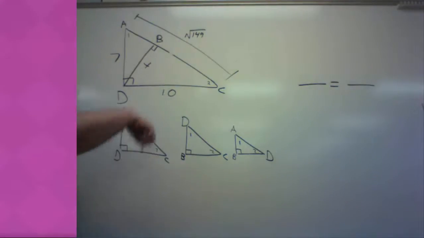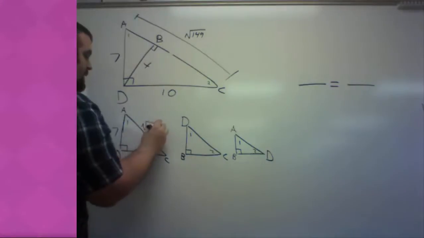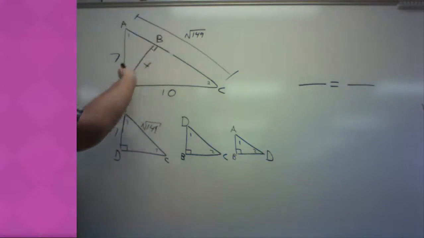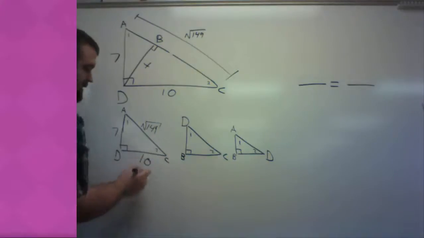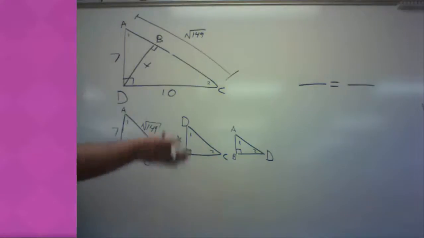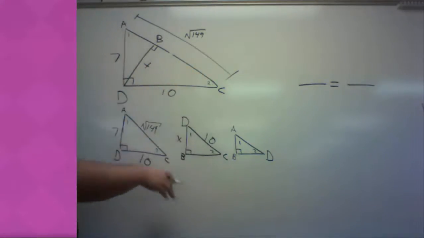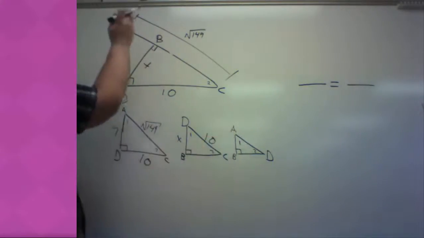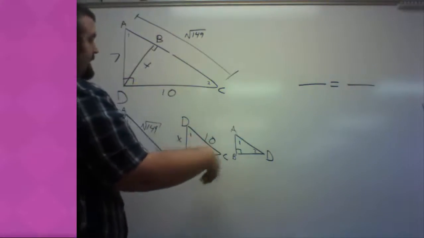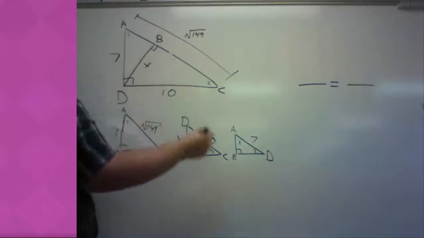Segment AD, do I know its length? Segment AD is 7. I filled that in. Segment AC, A to C, square root of 149. Segment DC, I know that length, it's 10. Segment DB, I don't know that length, but that's the one I'm looking for, it's X. Segment DC, 10. Segment BC, don't know it, leave it. Segment AB, don't know it, leave it. Segment AD, 7. Segment BD, that's what I'm looking for.